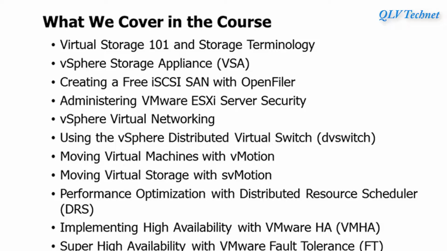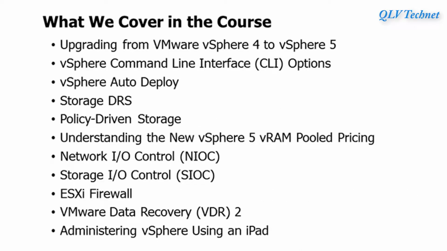Elias will walk you through implementing VMware's high availability, and I'll show you VMware's super high availability, VMware fault tolerance. After that, Eli walks you through upgrading from vSphere 4 to vSphere 5. I'll show you the vSphere command line interface options. From there, Eli covers the brand new vSphere 5 Auto Deploy, which allows you to do mass deployments of ESXi to multiple servers in record time.